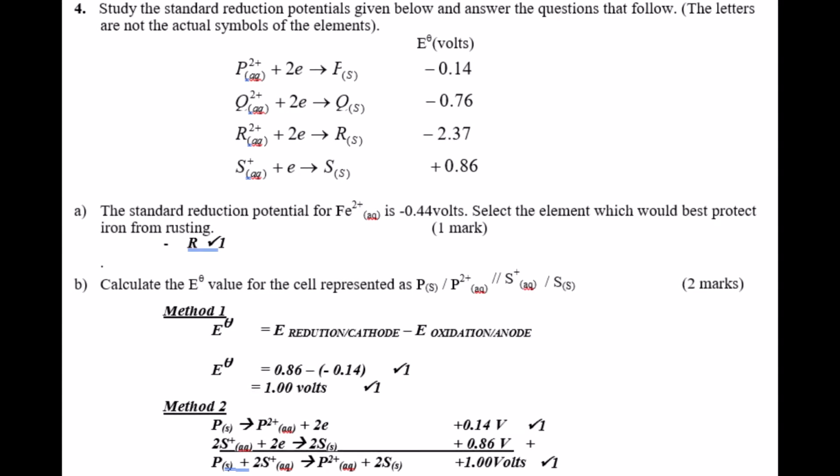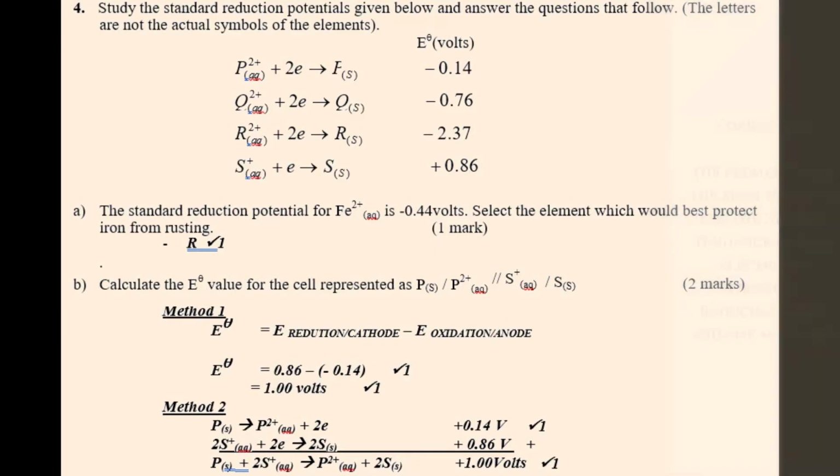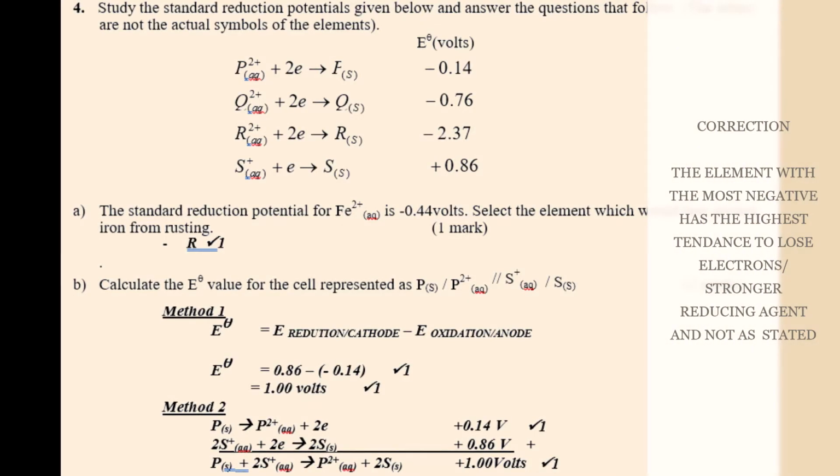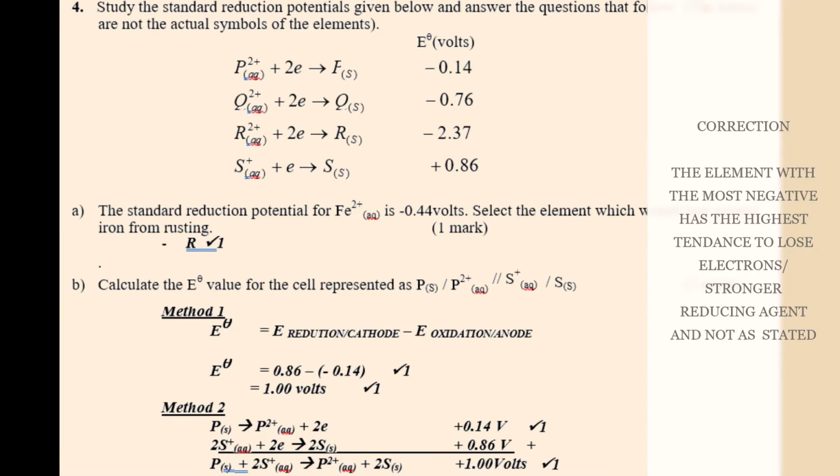Alternatively, you can identify out of the two processes the one that is undergoing reduction and the one that is undergoing oxidation. Remember, the one with the most negative potential is the metal that has the highest tendency to lose electrons. So with this one, S will gain electrons while P will lose electrons. So you reverse the equation, like this one are reduction potentials.